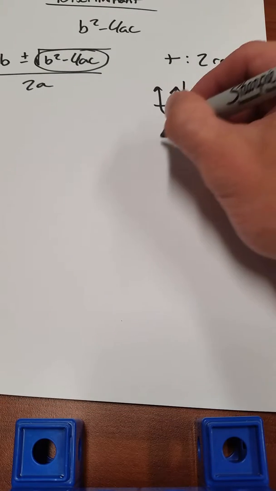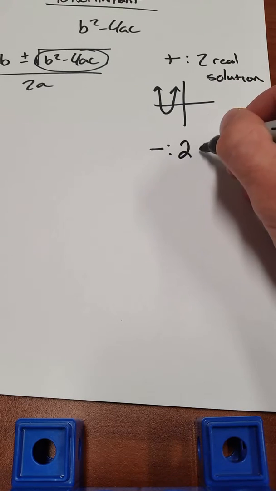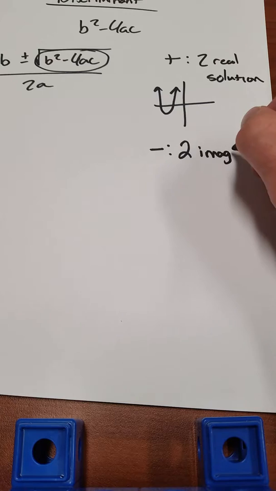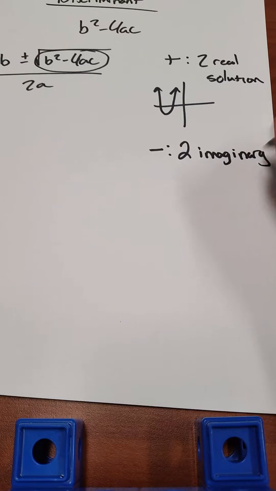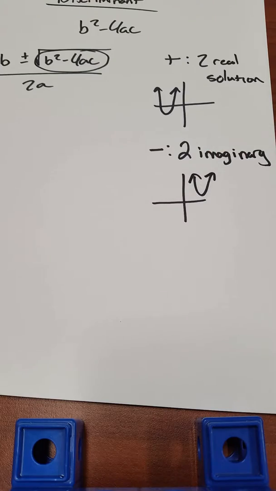If our discriminant is negative, then that means that we have two imaginary solutions. That's why you have an i in your answer. Okay, and then that means, hey, your graph doesn't cross the x-axis at all.